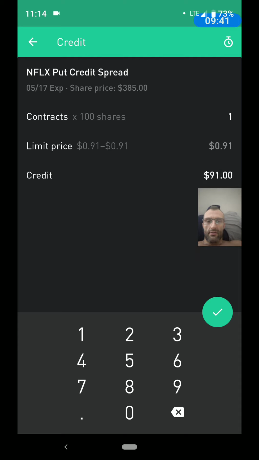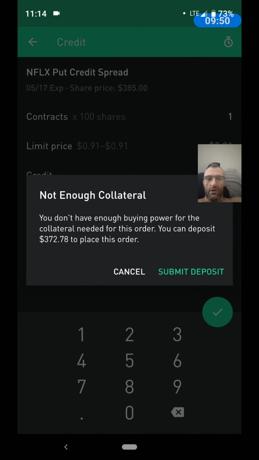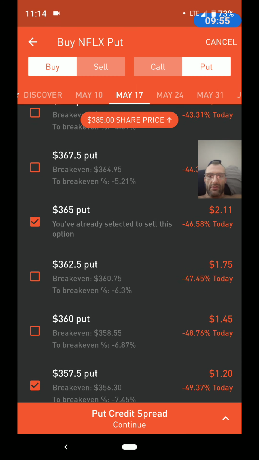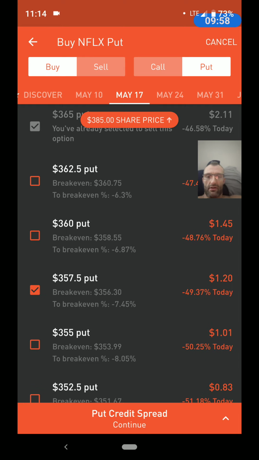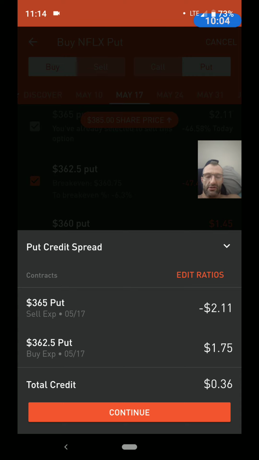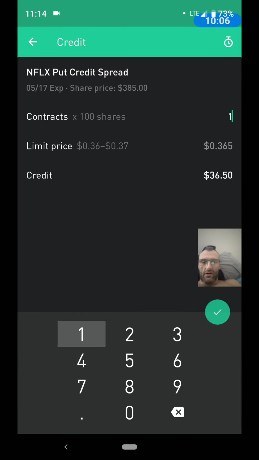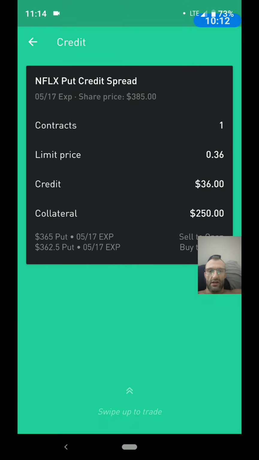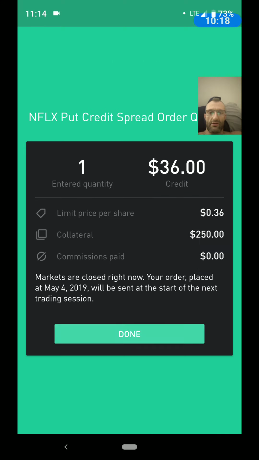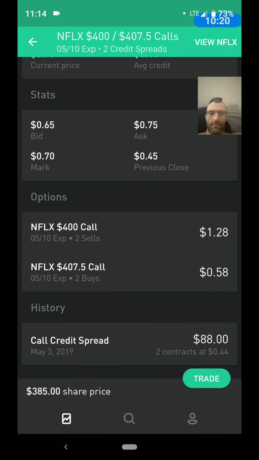Then you'd press 1 and it says right there, contracts times 100 shares. Getting 1. Press OK. And it says you need to support it. I needed to put a deposit in. So let's move these closer together. We're just going to move this up to here so that I don't get that error. So now you can see the credit is $36. We'll come over here. You can't do half cents, so it's going to tell me to change it to 36 cents. And you could change that if you want. Swipe up on here, and then it tells you your order confirmation. So that is all done.